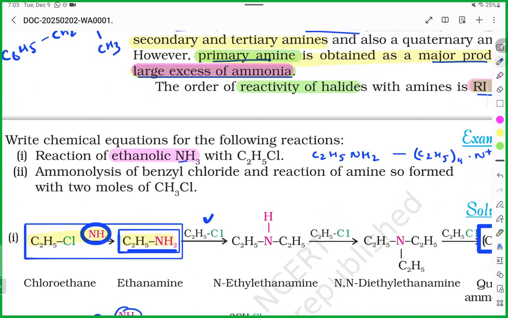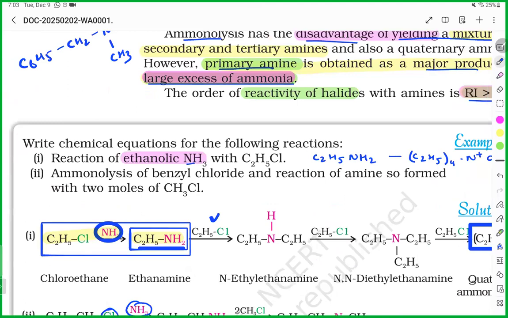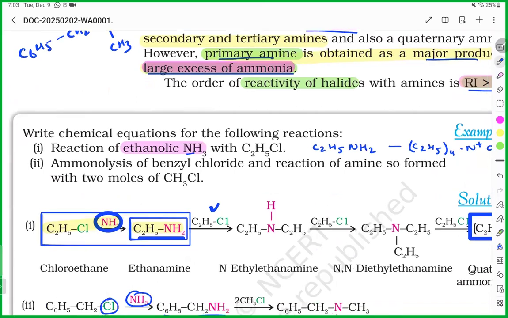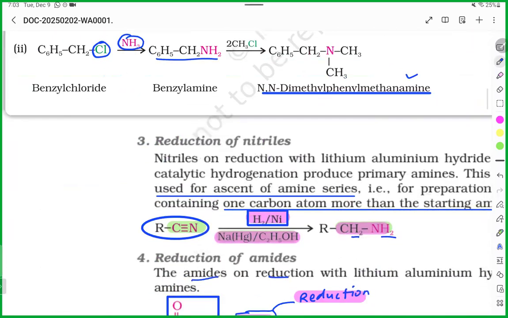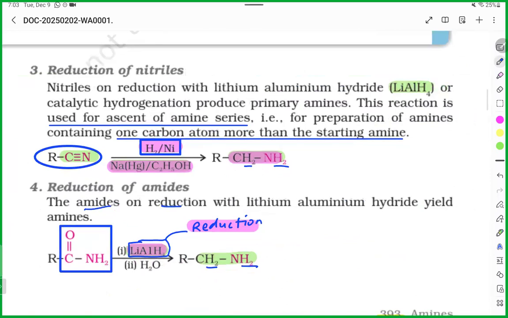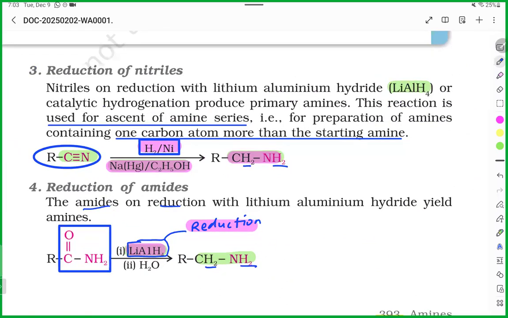Sir, it happened in a closed or sealed tube, so it usually proceeds up to the quaternary salt. Okay. So this quaternary structure is not possible for the benzyl one, no, sir, because whenever it's too bulky, steric hindrance.